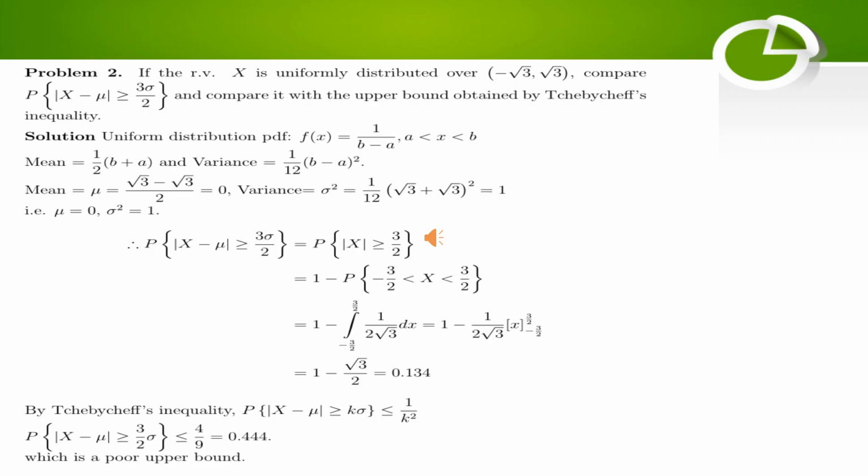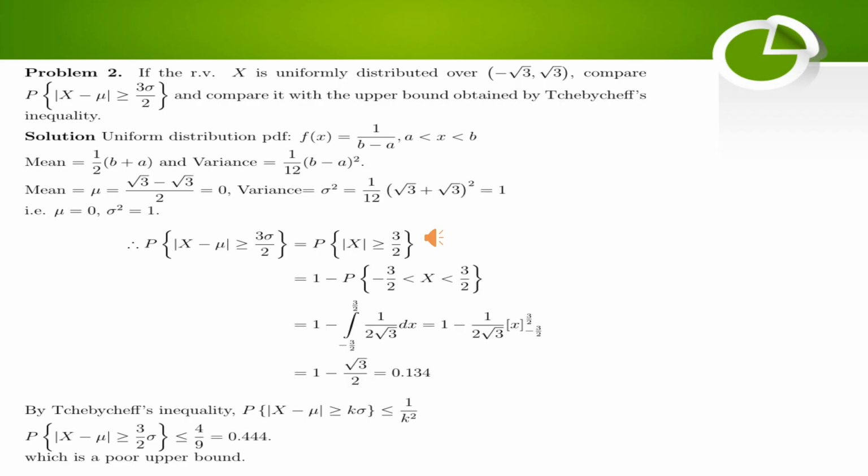Therefore, P of modulus of x minus mu greater than or equal to 3 sigma by 2 is P of modulus of x greater than or equal to 3 by 2, which equals 1 minus P of minus 3 by 2 less than x less than 3 by 2, which equals 1 minus integral from minus 3 by 2 to 3 by 2 of 1 by 2 root 3 dx, which equals 1 minus 1 by 2 root 3 into x with limits minus 3 by 2 to 3 by 2, which equals 1 minus 3 by 2 root 3, which is equal to 0.134.